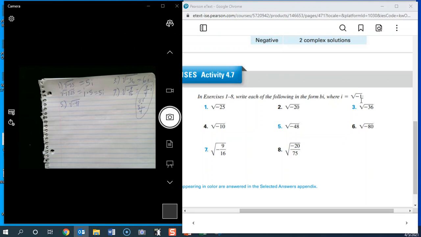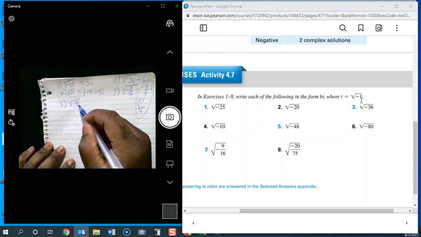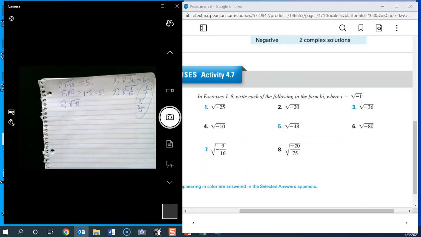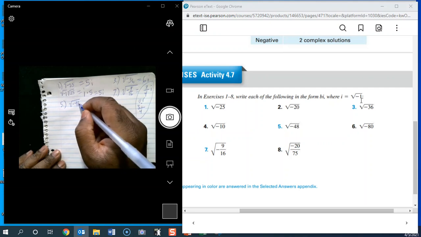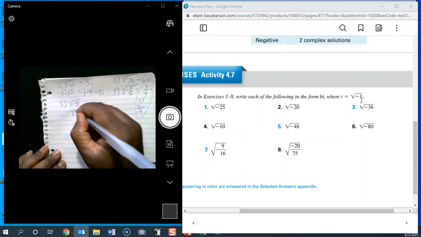So when we take this square root, we're still going to end up with something under the square root. So let's take a look here. The highest perfect square, let's disregard this negative sign for right now. Let's concentrate on this number being positive. The highest perfect square in 48 is 16.